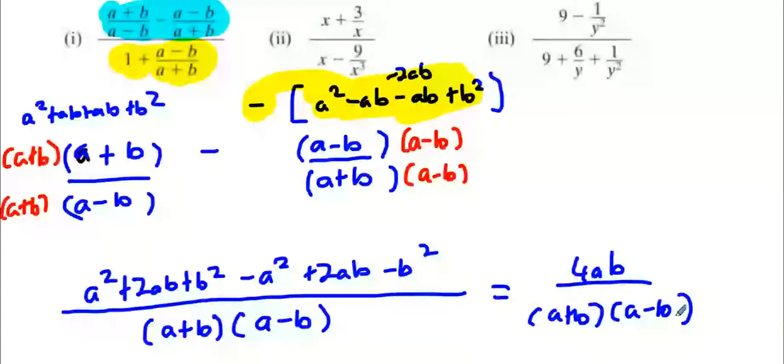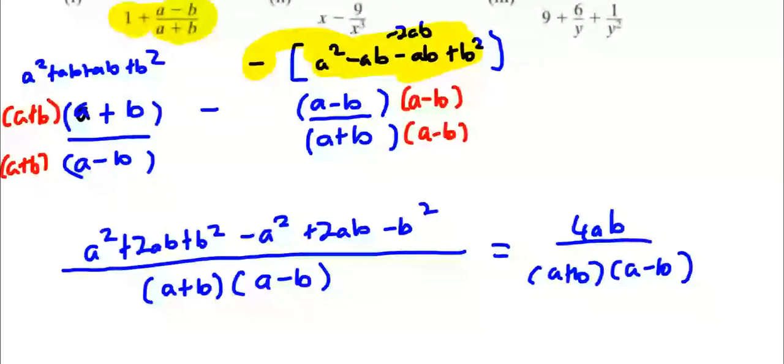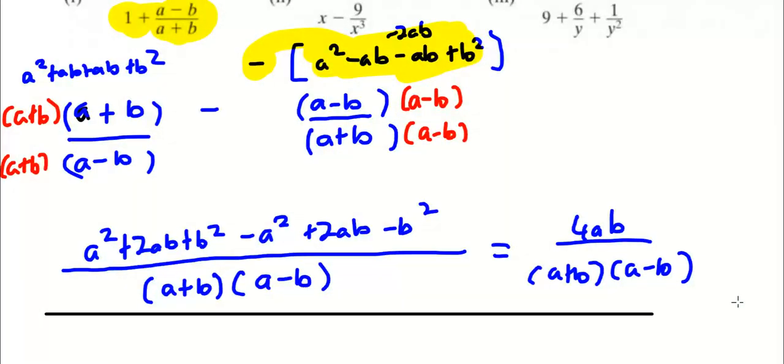Am I finished the question? Haven't done the yellow part yet, have I? That is only the answer for the blue section only. I now need to do the yellow section, and then I divide the blue section by the yellow section when I'm done. Okay, so we're going to just partition this. Now I'm on to the yellow section.